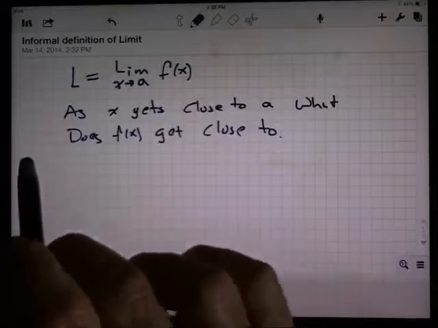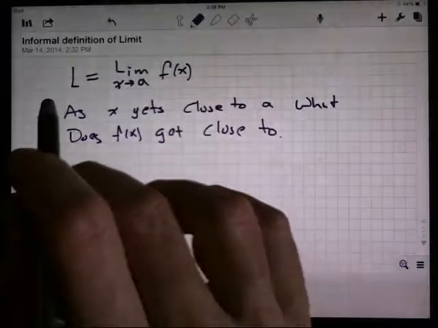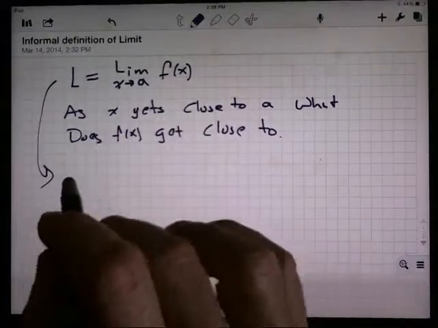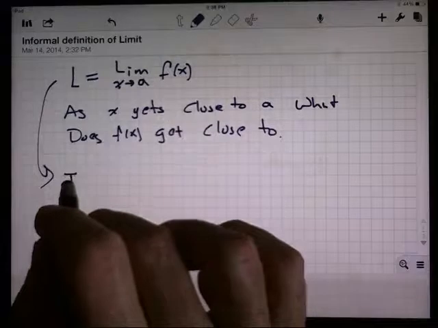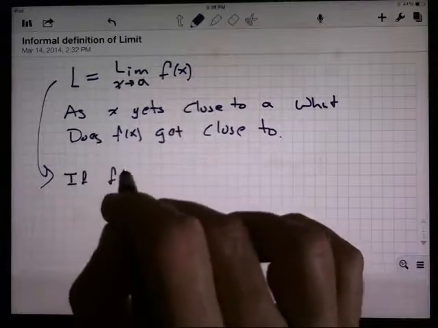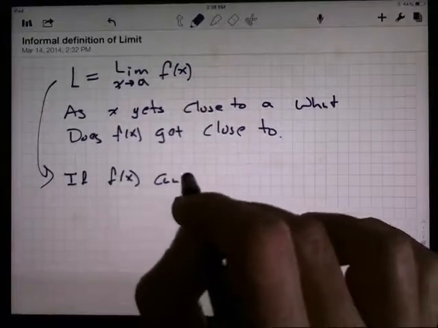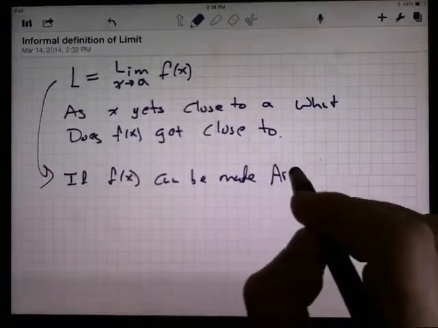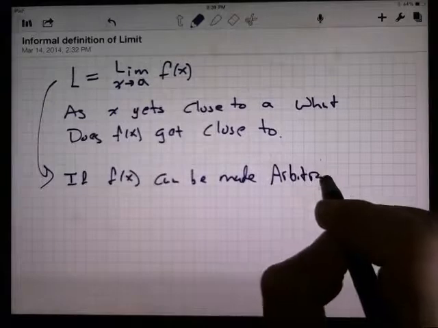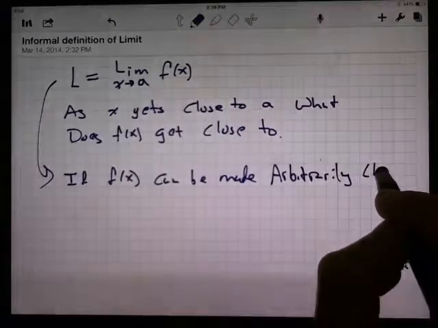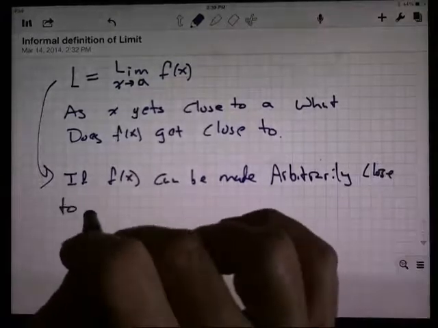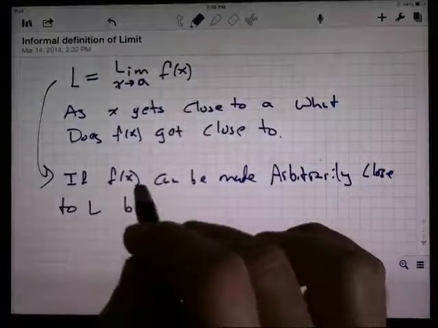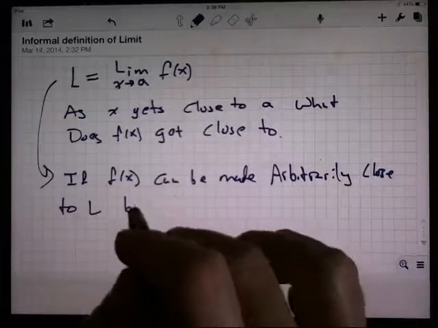So here we go. This is our informal definition. I will say L is the limit of f of x as x approaches a if f of x can be made arbitrarily close to L by choosing x sufficiently close to a.